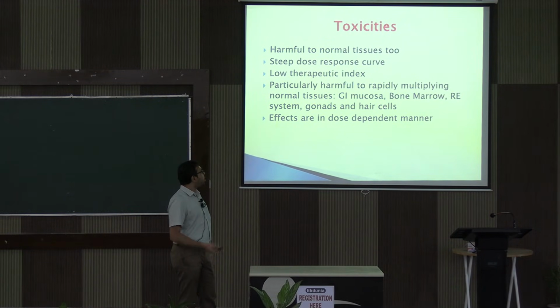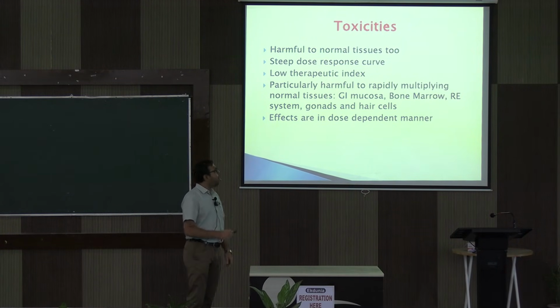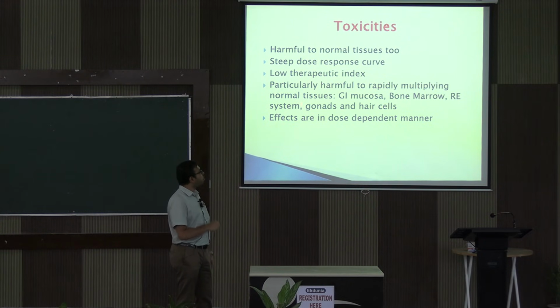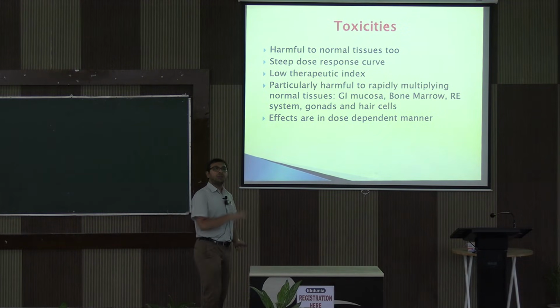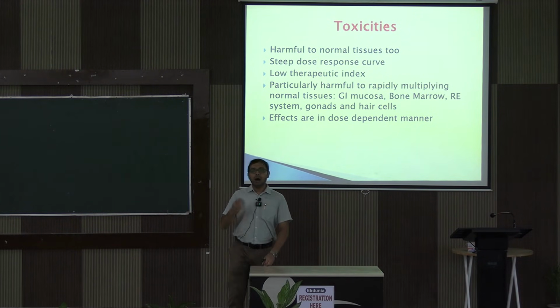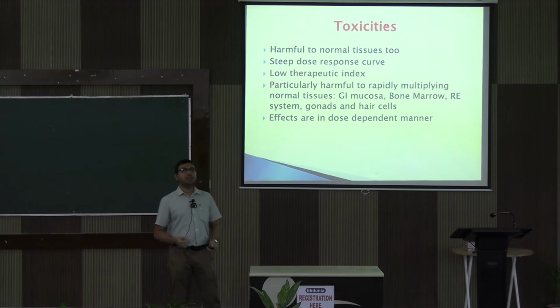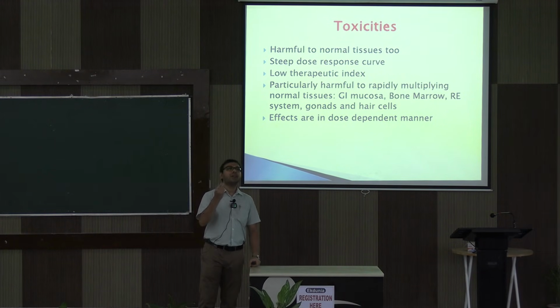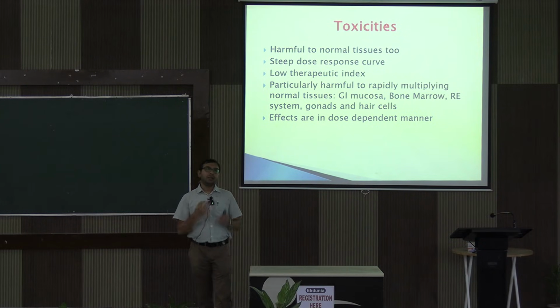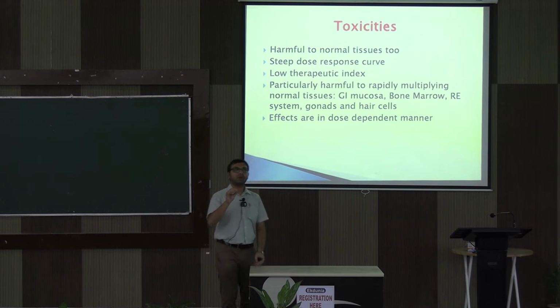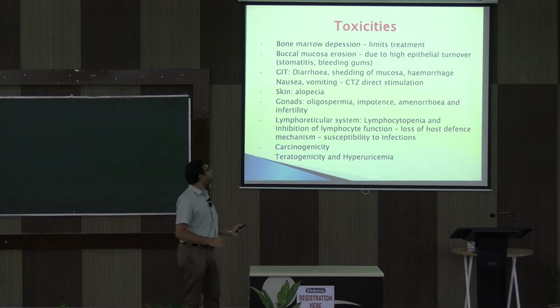Toxicities: they are very toxic, as we have already seen, mostly affecting the GI mucosa, bone marrow, reticuloendothelial cells, different types of epithelial cells, gonads and hair cells. Why? Because these are rapidly proliferating cells. Our normal mucosal cells and bone marrow cells are rapidly proliferating, and we already know that these chemotherapeutic drugs are very active against rapidly dividing cells. That's why the toxicity will be more towards these.